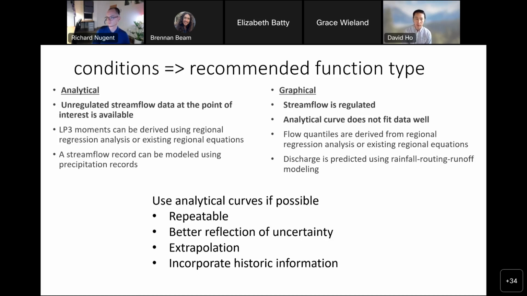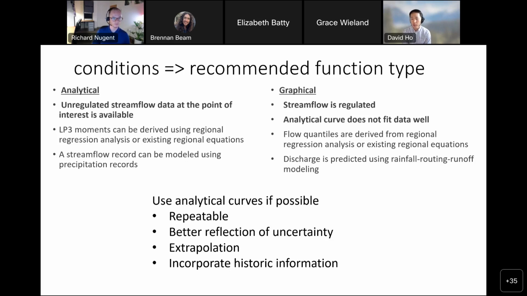So with graphical, you can also create uncertainty curves, but there's a bit more limitations to what that uncertainty means compared to an analytical curve. Third reason here I've listed is extrapolation. So with an analytical curve, if you have the statistics and you compute the curve, you'll have a curve that can basically tell you the probability, as far out as you want.